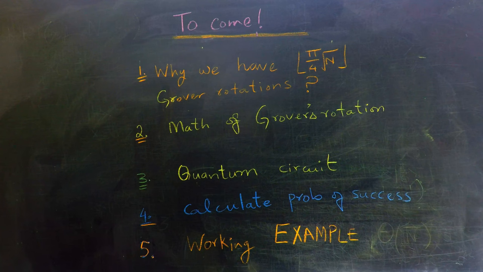Number 4, how to calculate the probability of Grover's algorithm success? We are saying that we want to find the answer with 99% probability, but how can we show that our probability is indeed 99%? Number 5, basically, we want to present Grover's algorithm using a working example by doing all the calculations by hand.